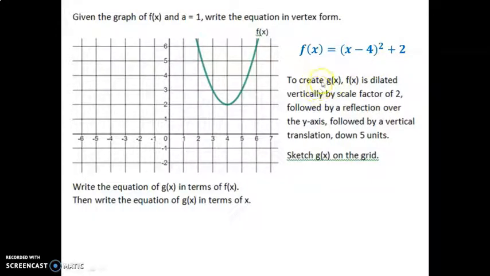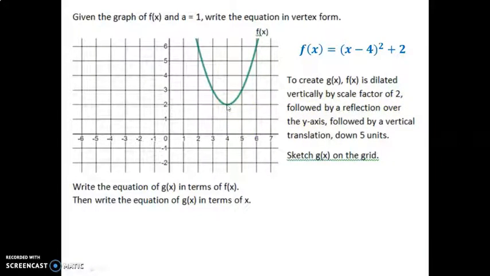Alright, now we're trying to create another parabola, g of x, and it's done through a series of transformations to f of x. So we're going to show those changes on the graph here. To create g of x, f of x is dilated vertically by a scale factor of 2. So vertical dilation means you're multiplying the entire function, and it means you're affecting y values. The scale factor is 2. That means each y value will double.